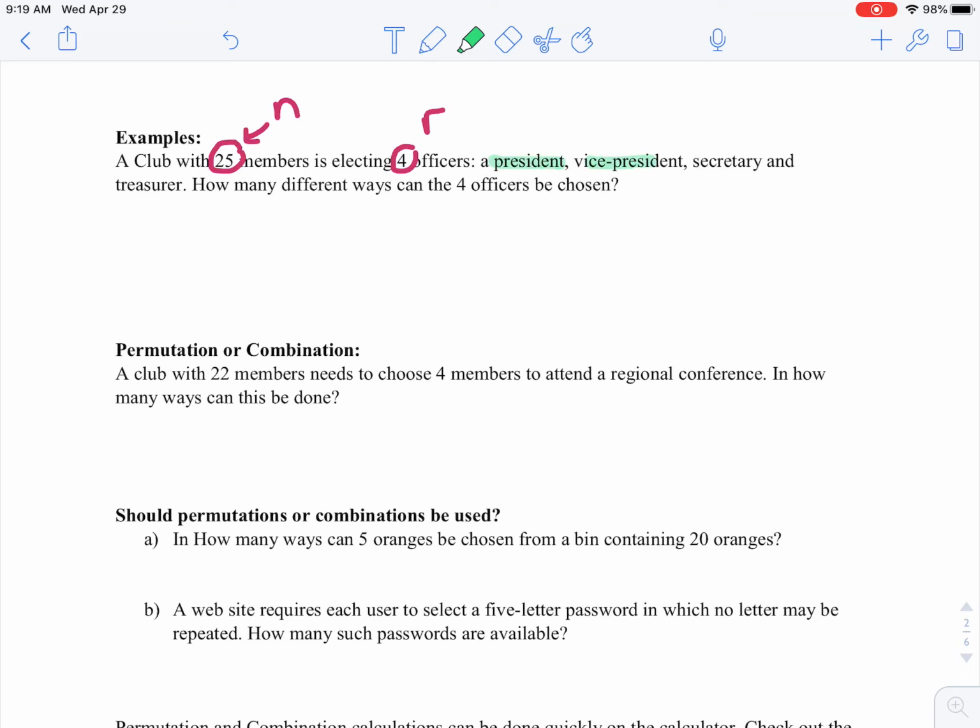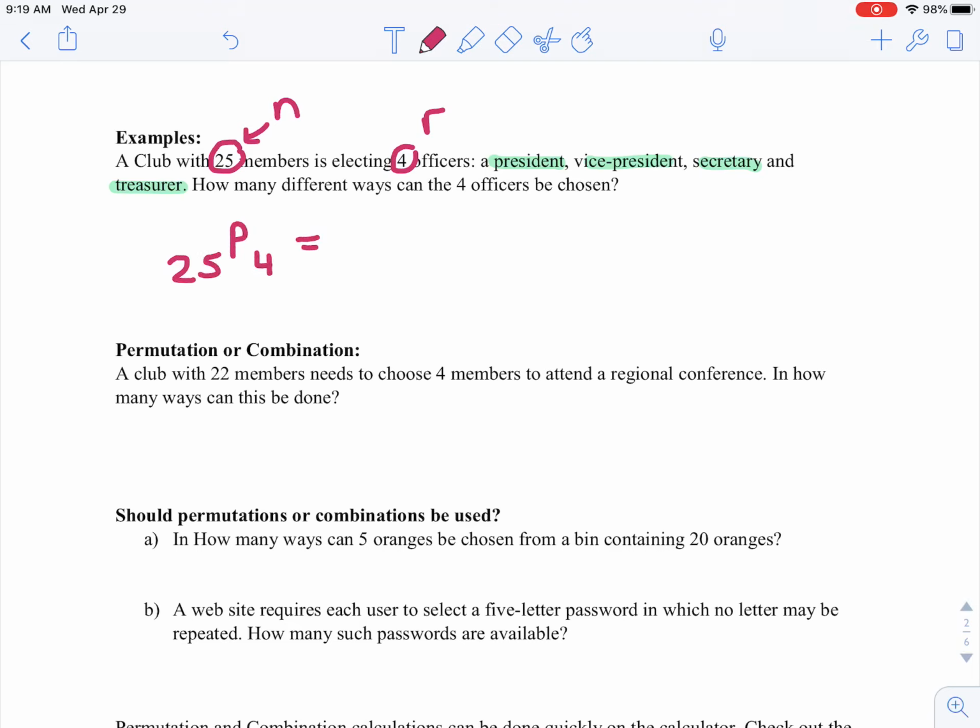And the reason that this is going to be a permutation is because order matters. Okay, imagine if we have these 4 spots. Does it make a difference if, let's say we're picking Billy, Billy's the president, and the next time around, Billy's the vice president? That's different. Okay, so there are specific spots that they are going into.